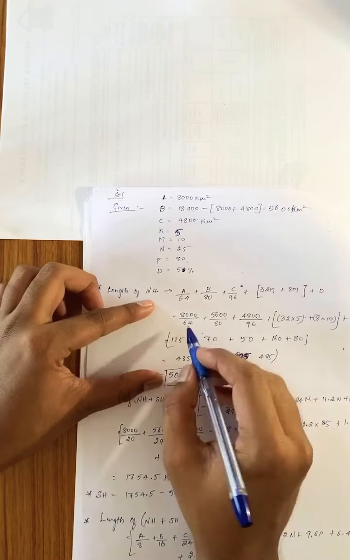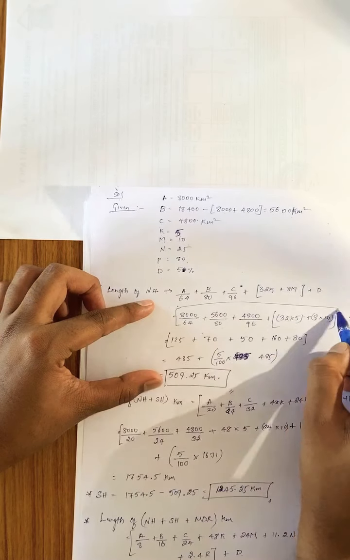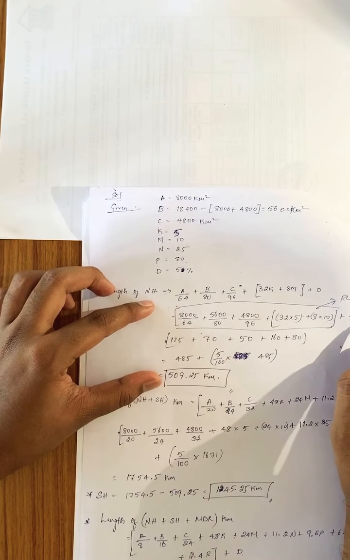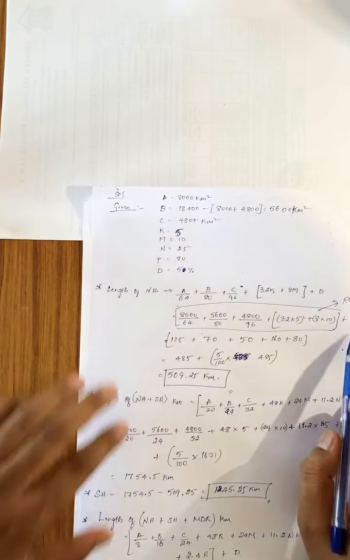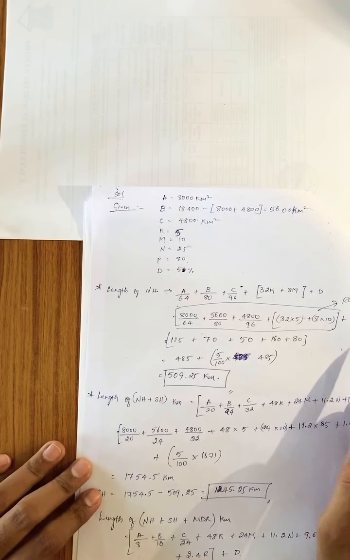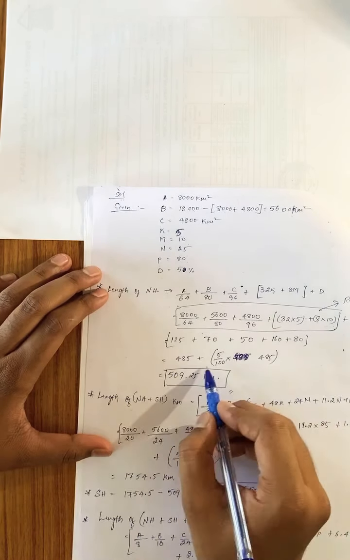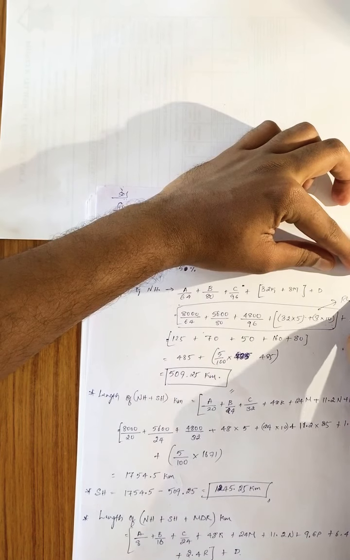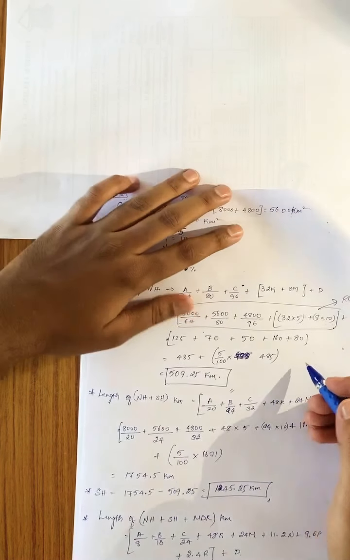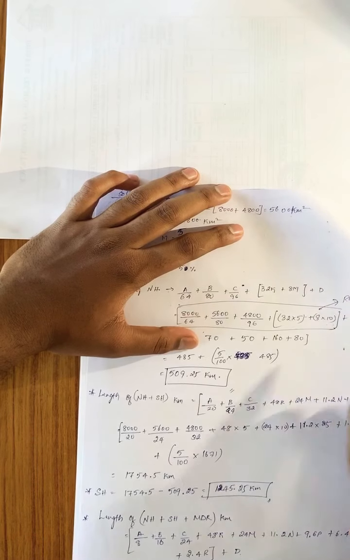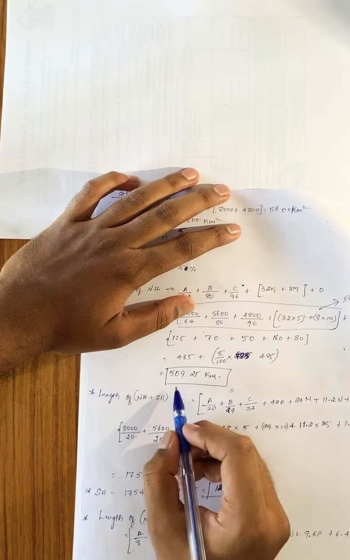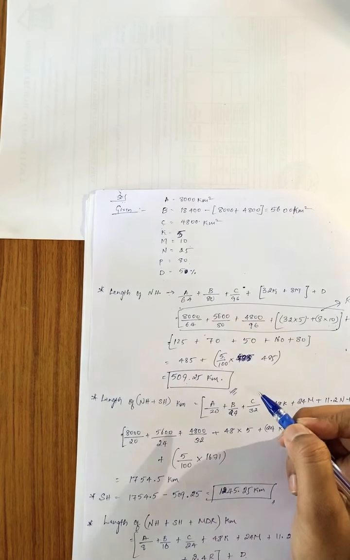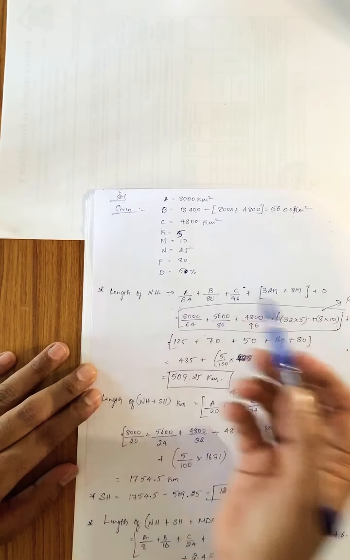Considering all these as the road length, we have to find the 5% development allowance. So 5% of the road development length should be added to the length of the national highways. The road length comes to 485 kilometer, and 5% of it is 5 divided by 100 into 485. Ultimately the total length of the national highway will be 509.25 kilometers.